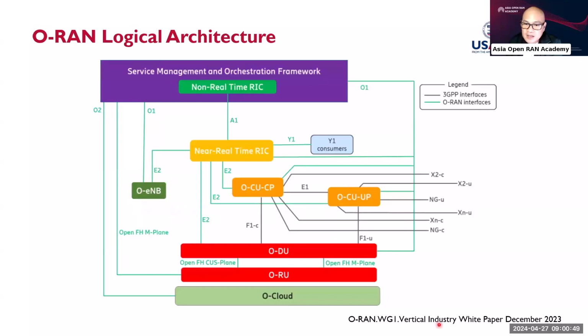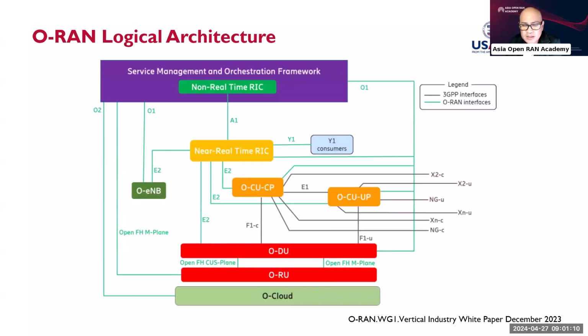Okay. And the physical infrastructure, comprising the collection of the physical infrastructure nodes to meet the O-RAN requirements and to host the relevant O-RAN functions, we call it the O-Cloud. Okay. So this is the fundamental O-RAN logical architecture.